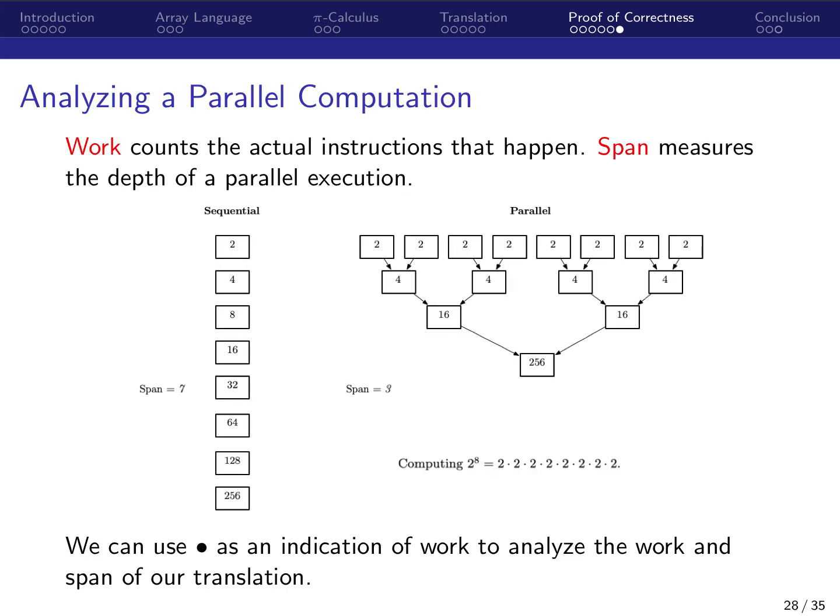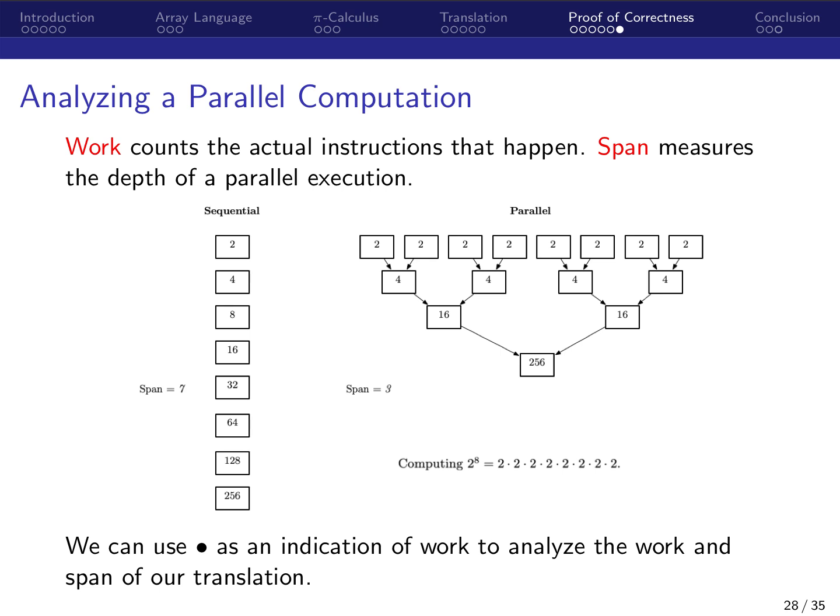So one last thing that we wanted to address was how can we analyze the complexity of what's going on. I won't talk about that in any detail here, we don't have time for that. But there are two notions of complexity analysis that are important in the setting of parallel computation, and those are work and span. The work of a parallel computation counts the actual instructions that happen, and span measures the depth of the parallel execution. So suppose we wanted to compute 2 to the 8th. Then if we did that sequentially, we would have 7 multiplications. The span would be 7. If we did this in parallel, we would have 3 levels of parallel execution. First, you multiply 2 by 2 repeatedly, you multiply 4 by 4 repeatedly, and finally you multiply 16 by 16. So those are 3 levels of execution. So here the span would be 3.